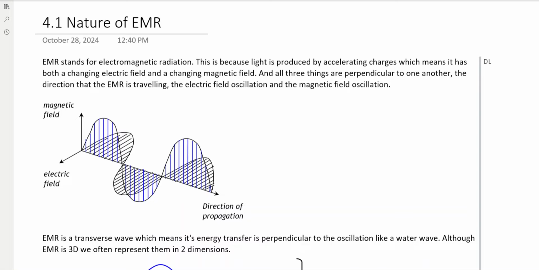Light is produced by accelerating charges, meaning it has both an electric and a magnetic field, and they're perpendicular to each other and the direction of propagation. So if you look at this diagram that we can see here, we've got the electric field oscillating in this direction, in this plane. We've got the magnetic field oscillating in this plane. And we've got the direction of propagation going in this direction.